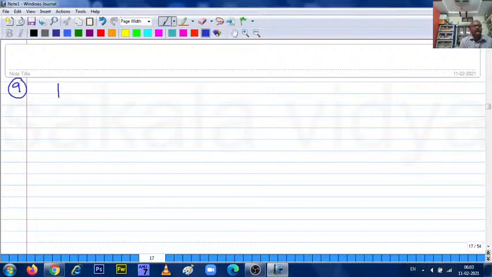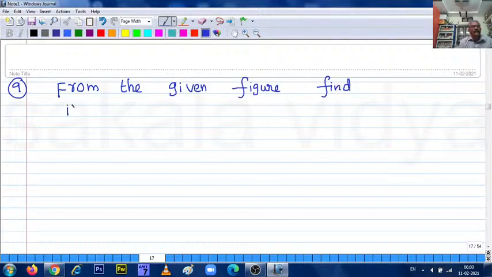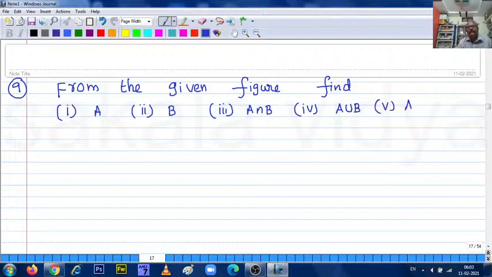Ninth question. From the given figure, find first A, second B, third A intersection B, fourth A union B, fifth A minus B, sixth B minus A, seventh A minus B union B minus A.